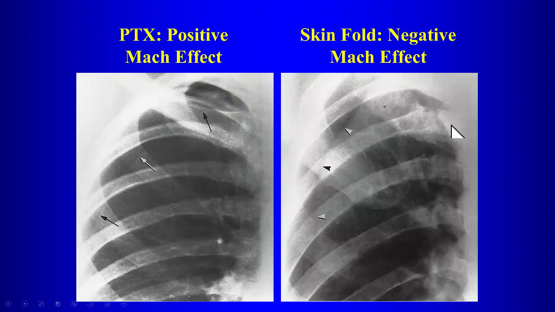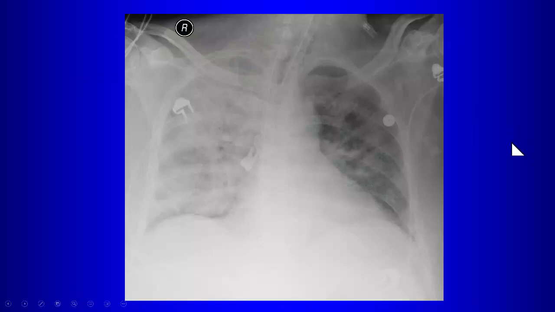We've discussed this also, the difference between a pneumothorax and a skin fold. You can use the Mach effect to your advantage. Notice that you see the fine white line here, so you have a positive Mach effect, whereas with a skin fold, you get a negative Mach effect. This looks more like a line, this looks more like an edge. So you can use this to help you interpret your chest radiographs.